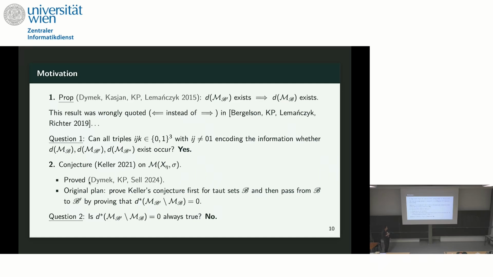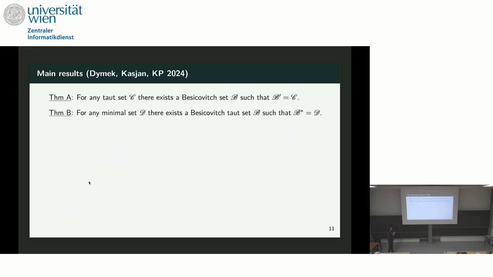We were thinking that we could prove the conjecture first for taut sets and then pass to the general situation by proving that upper Banach density of this difference is 0. So question 2, is it always true? Spoiler, no. Okay, so these are two parts of my motivation. These two questions seem different, right? So let me try to convince you that there is a common approach to these two questions. Okay, before I do that, let me formulate the results.